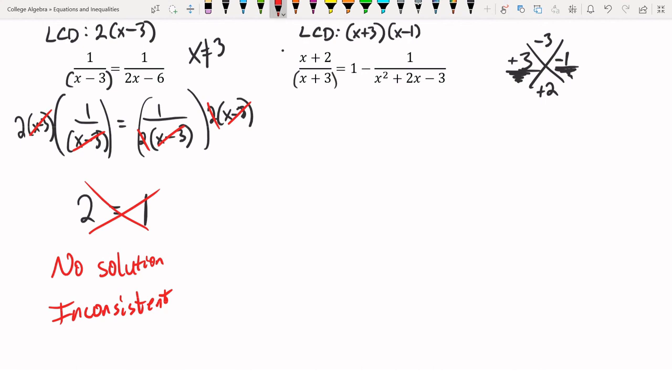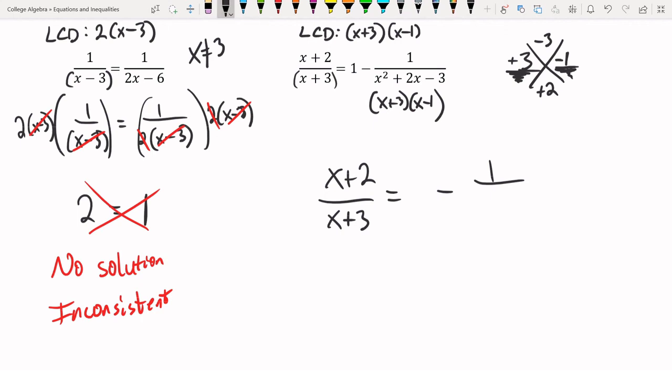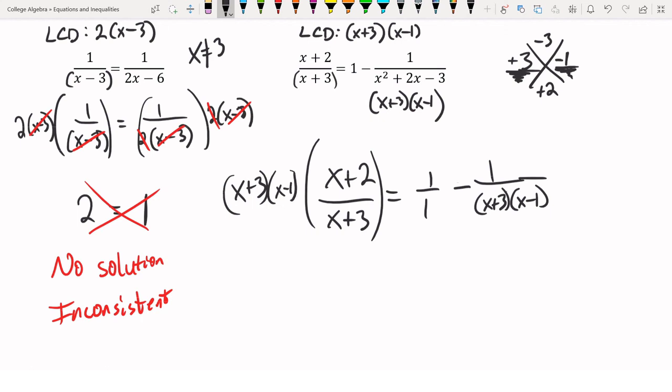That means we can continue. Whoops, I didn't mean to erase. x plus 3, x minus 1. We can continue by multiplying everything by the least common denominator. I'm just going to rewrite the problem here so it's a little bit simpler to see. I will write 1 as 1 over 1 though. Minus x plus 3 minus 1. Okay, now x plus 3, x minus 1.